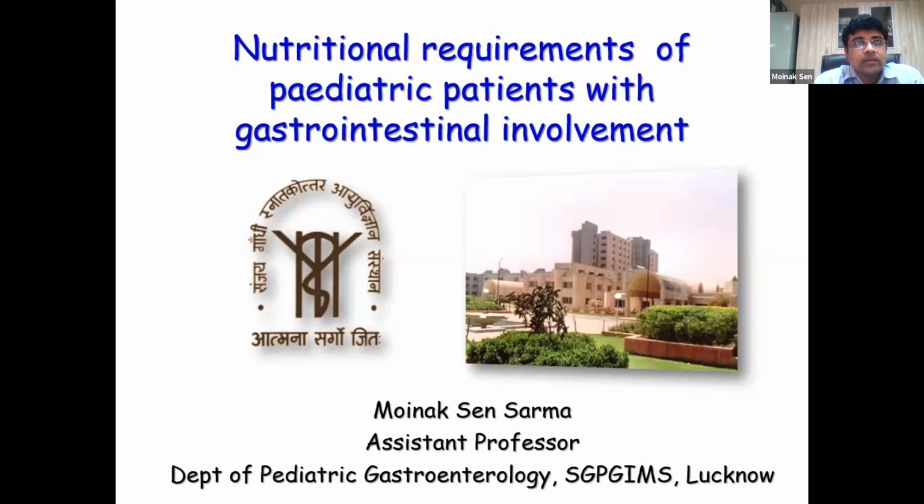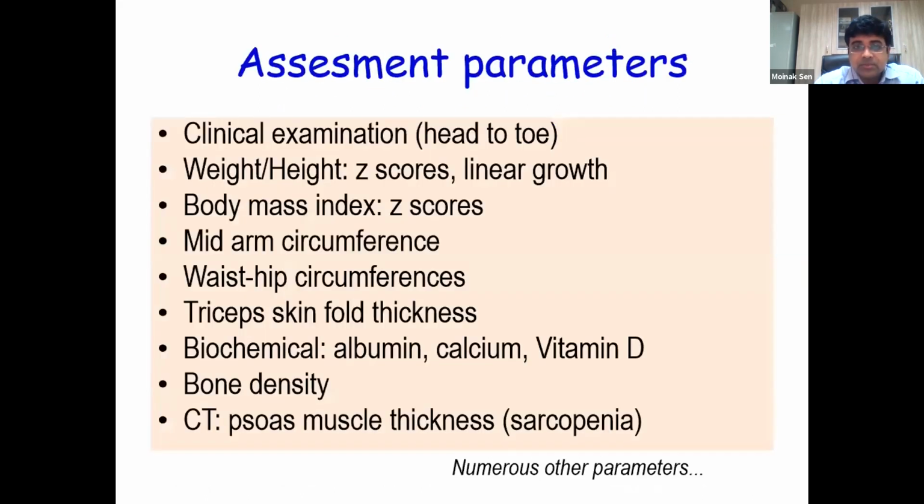There are things that an adult has restrictions where children don't have. So with that, we'll start with the assessment parameters. Normally we look from head to toe in terms of nutrition. We look whether the children have vitamin deficiencies, whether they have any stigmata of any other illnesses.